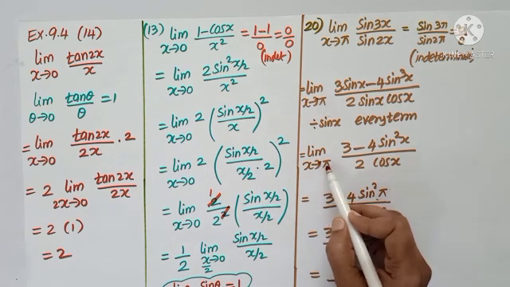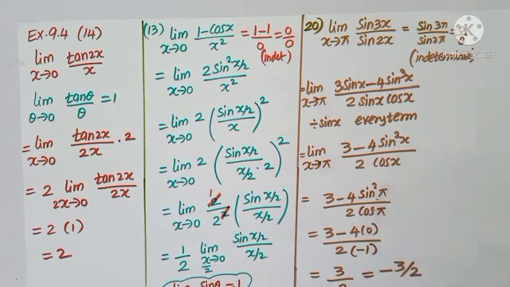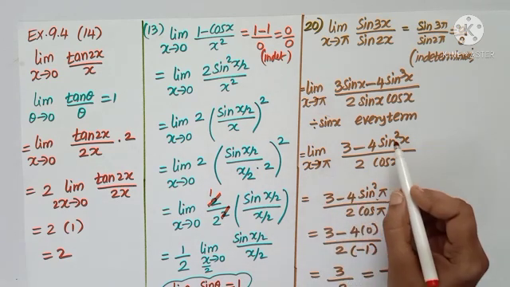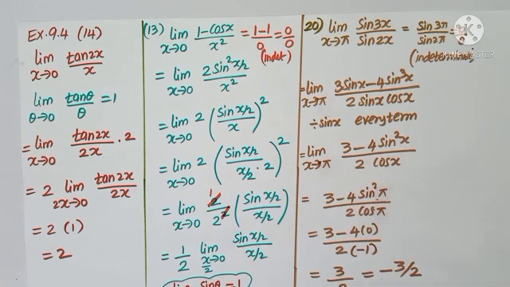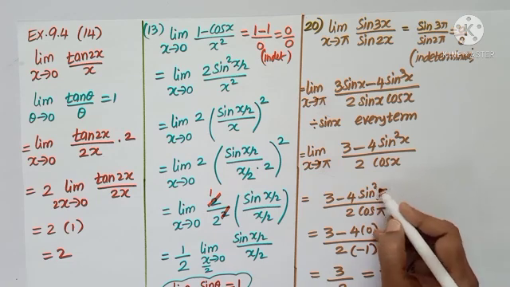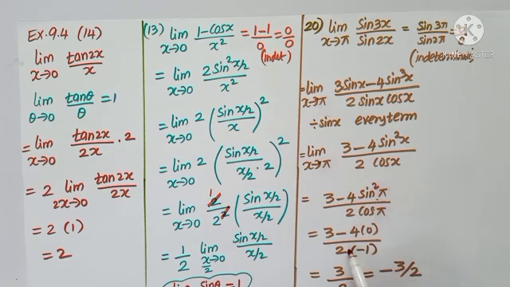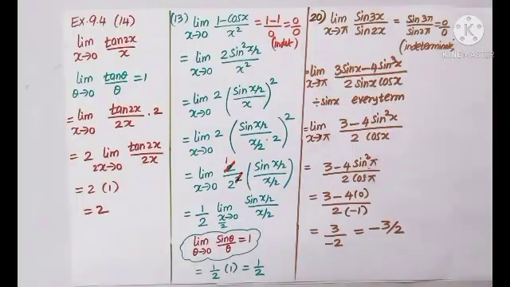As I divide every term by sine x, we are left like this. Substitute the limit wherever x comes. Let us put pi. It becomes 3 minus 4 sine square pi divided by 2 cos pi. Sine pi is 0, so 4 sine square pi becomes 0. Denominator cos pi is minus 1. As we simplify, I get 3 by minus 2, that is minus 3 by 2.